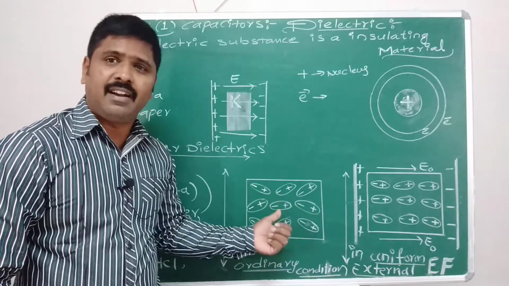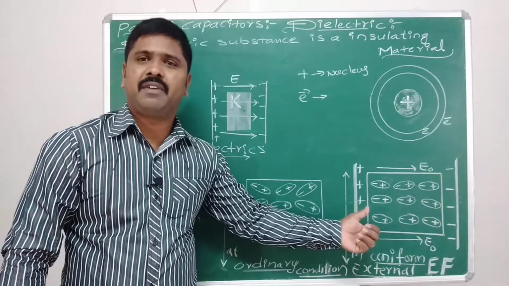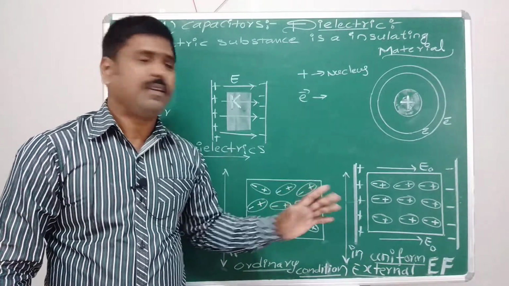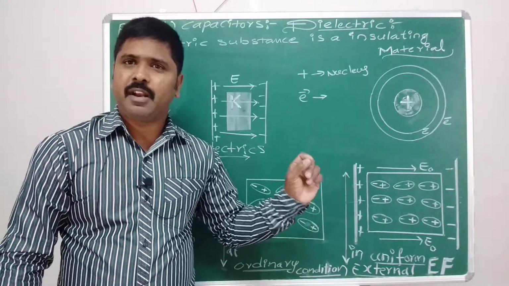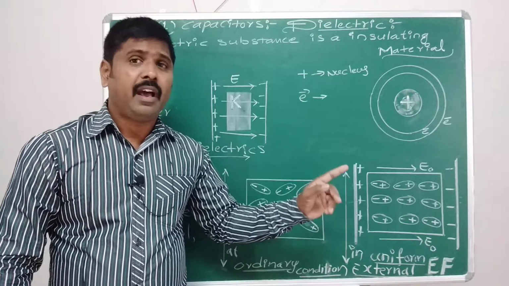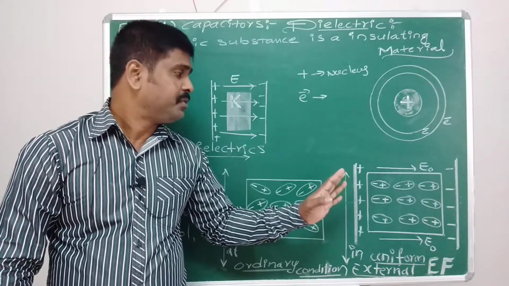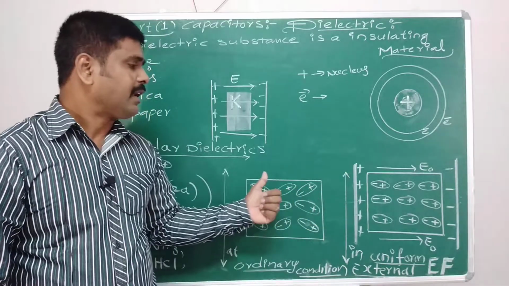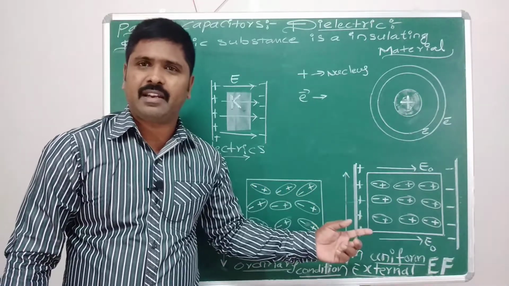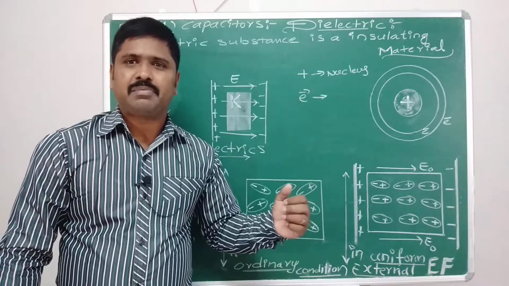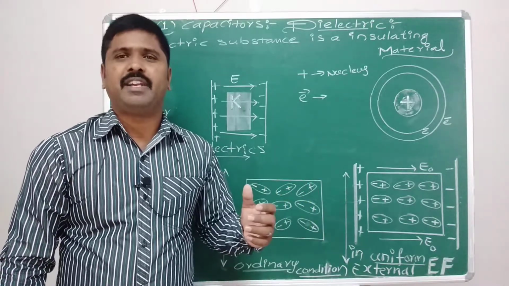This is the ordinary condition; in the presence of an electric field the dipoles just align in the direction of the electric field, but the dipole moment remains the same, and the positive and negative charges of the polar dielectric substance are not separated in a uniform electric field. That is why we use non-polar dielectric substances placed in a parallel plate capacitor.